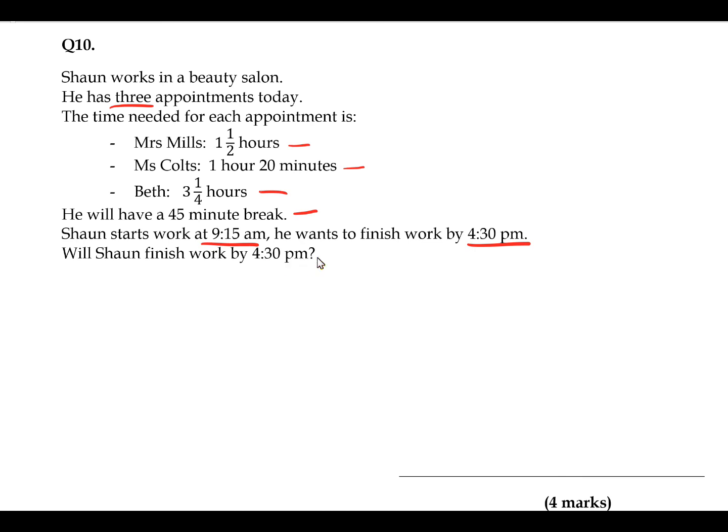So this is a time question where we can step through time. We've got a mixture of fractions of hours and minutes, so we'll do it in minutes. So he starts at 9:15. Now the easiest thing to add is the 45-minute break. So let's add 45 minutes and make it 10 o'clock. Now let's start adding each of our customers. So Mrs. Mills is 1 hour and a half. So if we add 1½ hours, it takes us to 11:30.